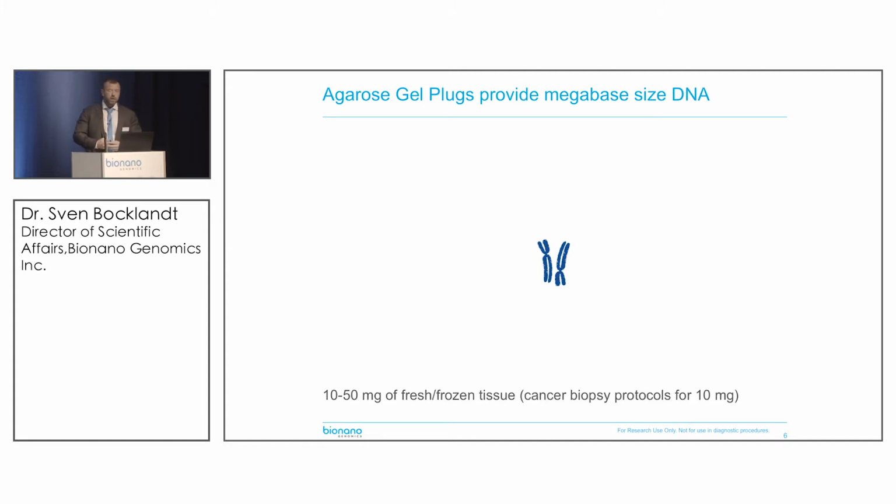This works really well, and we have protocols mostly used now for tissue, animal, of course, human tissue as well. And for cancer biopsies, we can go as low as 10 milligrams. Now, it's important here to know that FFPE samples won't work. The DNA is just too fragmented.